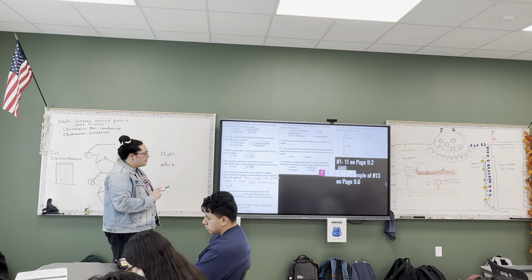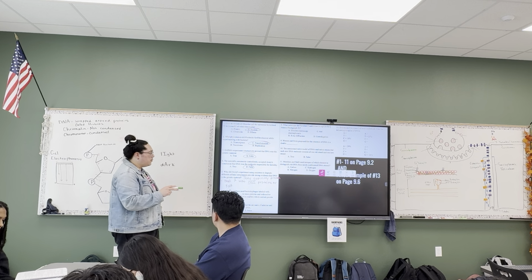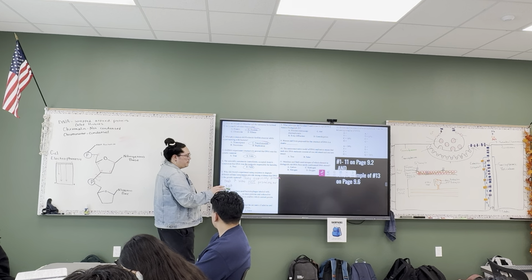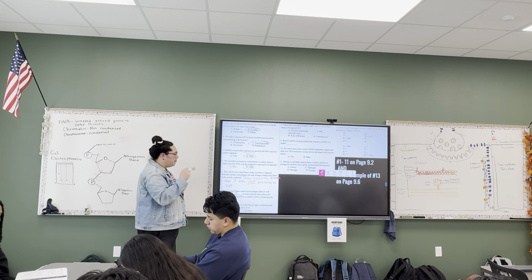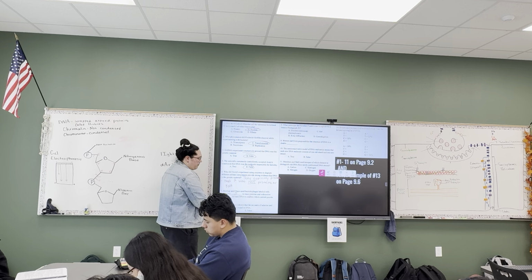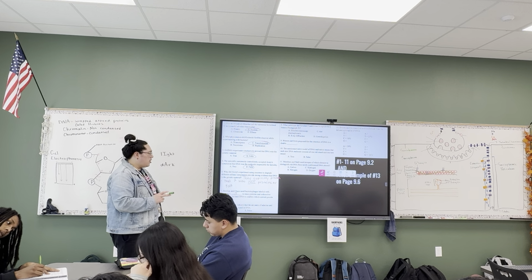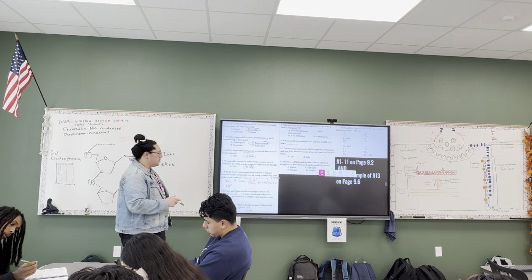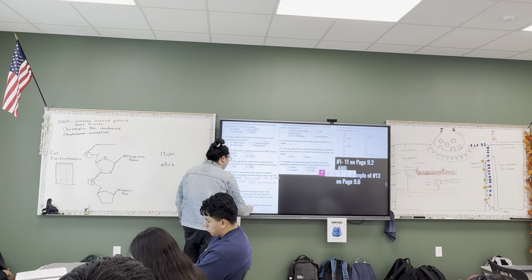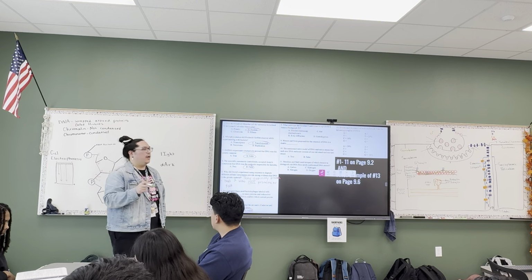Number 6, Hershey and Chase use bacteriophages, which are viruses that only infect bacteria, labeled with radioactive blank to trace proteins. Sulfur. And radioactive blank to trace DNA. Phosphorus. To confirm which carry genetic information. Number 7, Chargaff's rules indicate that the amount of adenine and cytosine are always equal in DNA. False, because adenine is always equal to thymine, and cytosine is always equal to guanine.